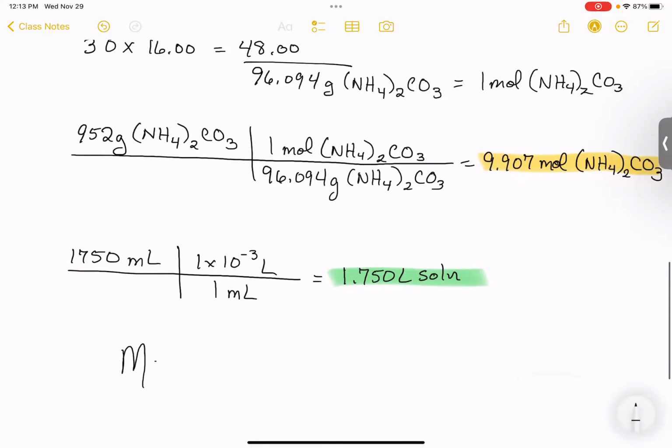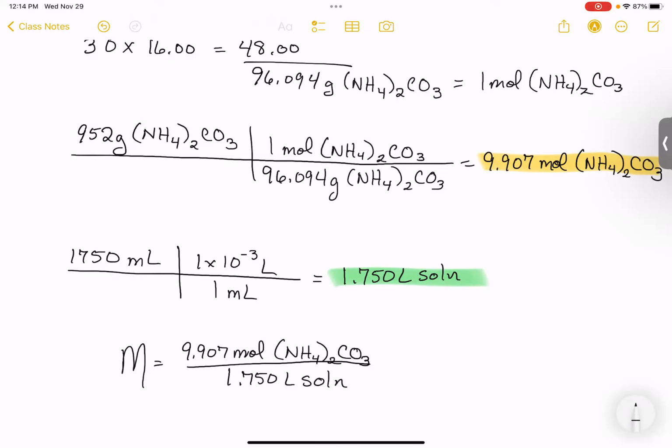So our molarity is going to be equal to 9.907 moles of the ammonium carbonate divided by 1.750 liters of solution, or in other words, we're looking at 5.66 molar ammonium carbonate.